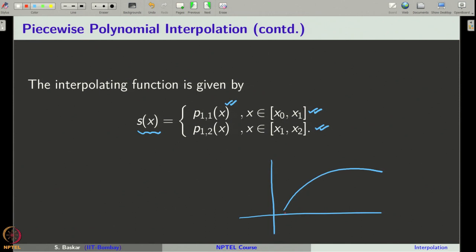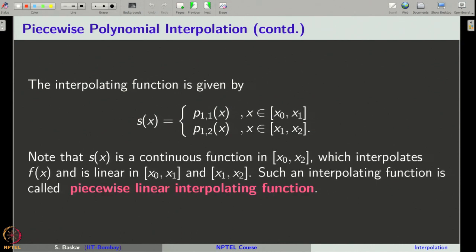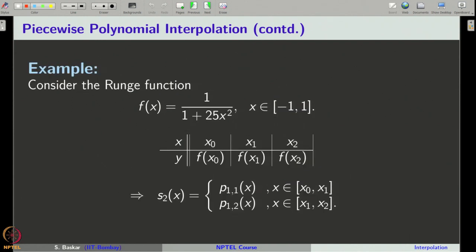That is, suppose your function looks like this. Now, you want to construct an approximation with 3 node points, right? So, what you are doing is you are taking this interval and making the linear interpolation here, and then take the second part of this interval and make another linear interpolation, and this is what is called S of x. And this is what is called the piecewise linear interpolating function. Once you understand this idea, you can also generalize it to piecewise quadratic interpolation, piecewise cubic interpolation, and so on. Let us take an example.